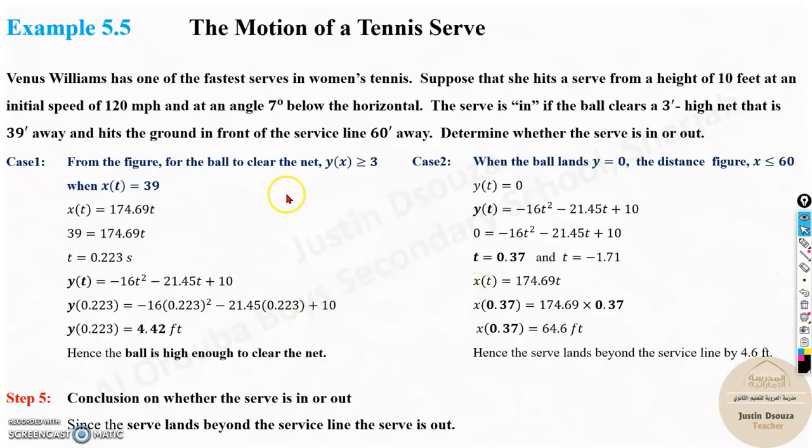Okay, so whenever she hits at that height, it will go above the net, yes, but it will fall outside the service line. So no, the serve is out. It's not in, it is outside. So one of the conditions is not met in case 2, so it is out. So this is how we can solve this problem.